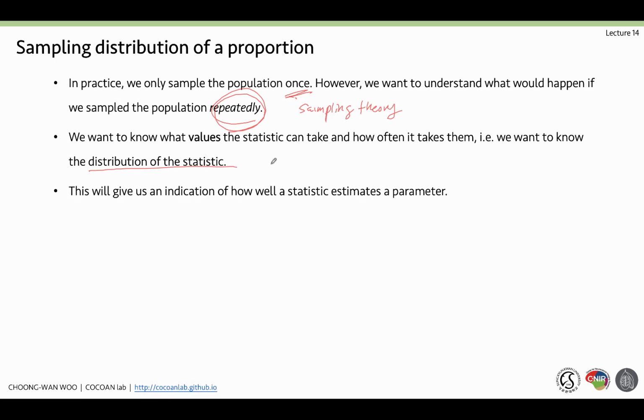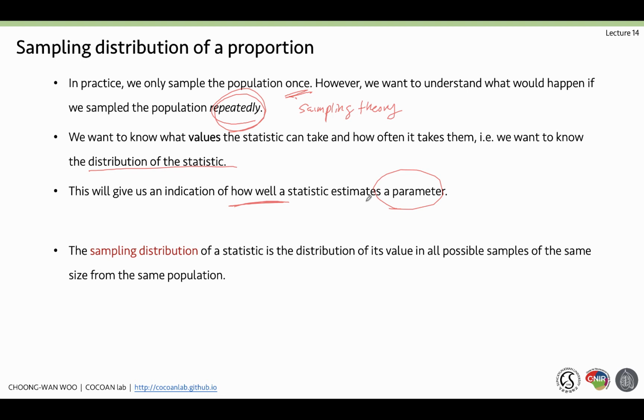As I said, a statistic is a summary value for each sample, and the distribution of the statistic is the sampling distribution. This will give us an indication of how well a statistic estimates a population parameter. The sampling distribution of a statistic is the distribution of its value in all possible samples of the same sample size from the same population.